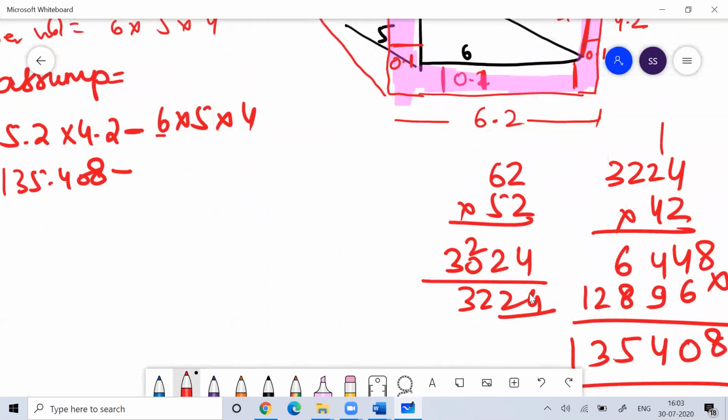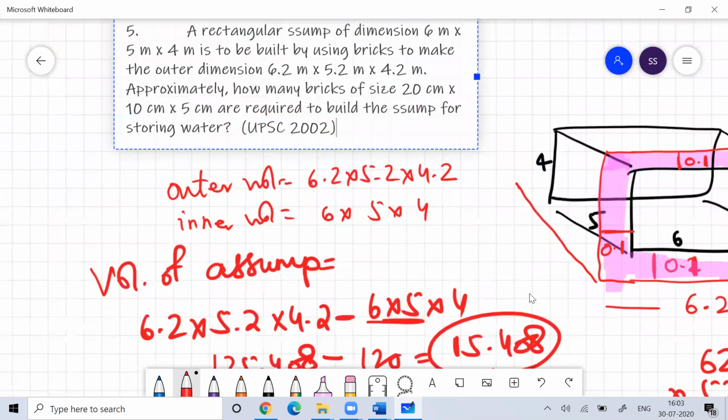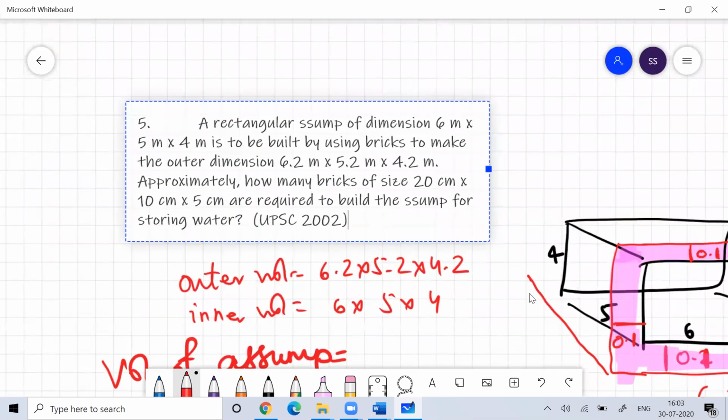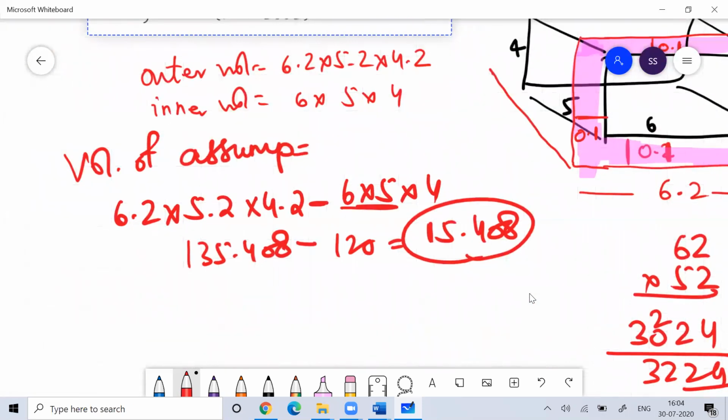Minus this, which is 30 into 4, 120. So this is 15.408. This is the volume. You can see the unit: all units are in meters. So this volume is 15.408 meter cube.